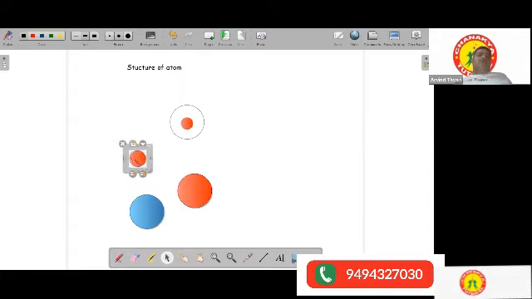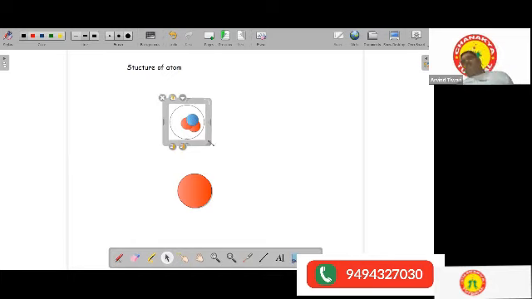Okay. So when we say atom, atom is the smallest particle which cannot be broken down. You cannot break it further. So the particle which cannot be broken down further, we call it as the atom. So all the things that we see around us, all those objects, they are made up of atoms.